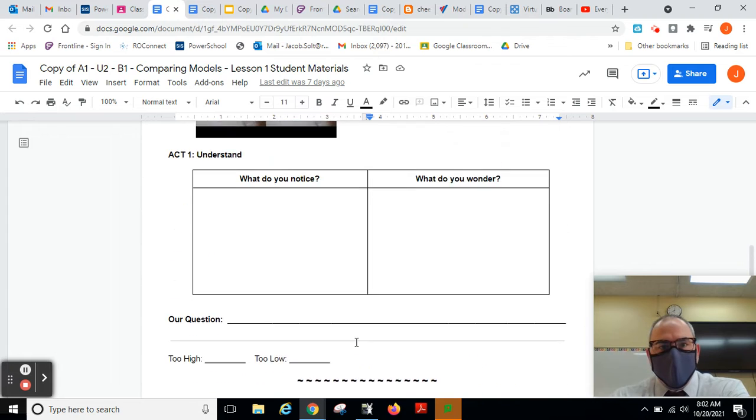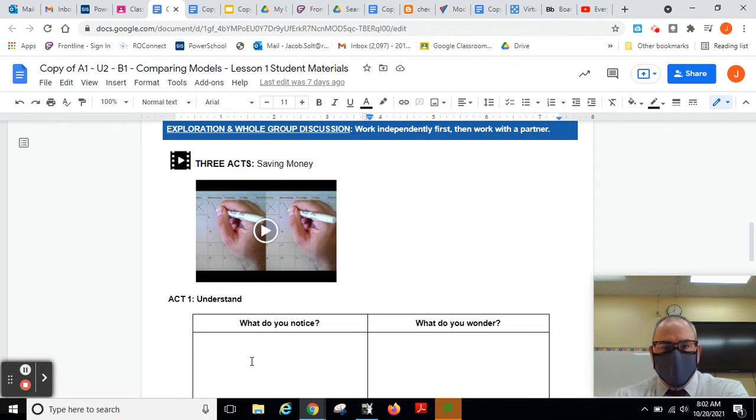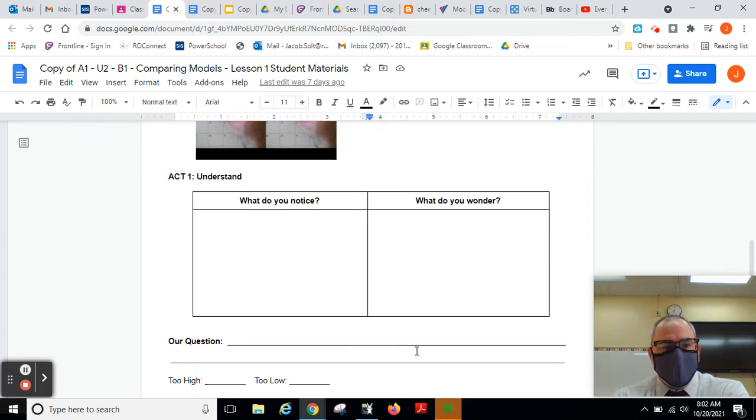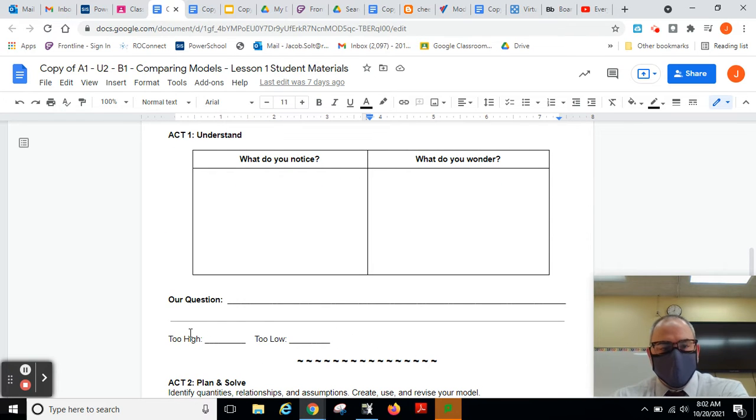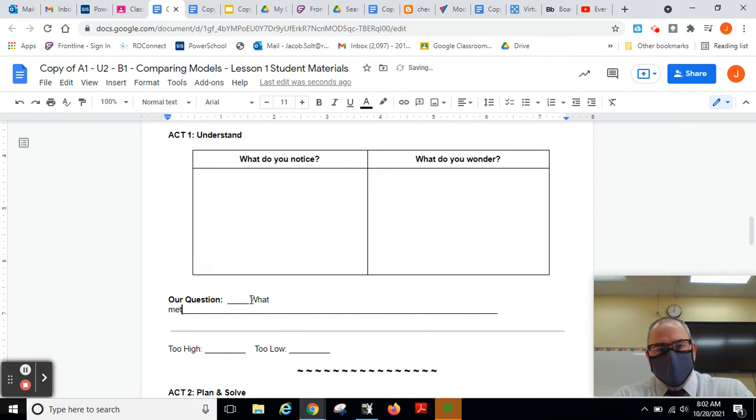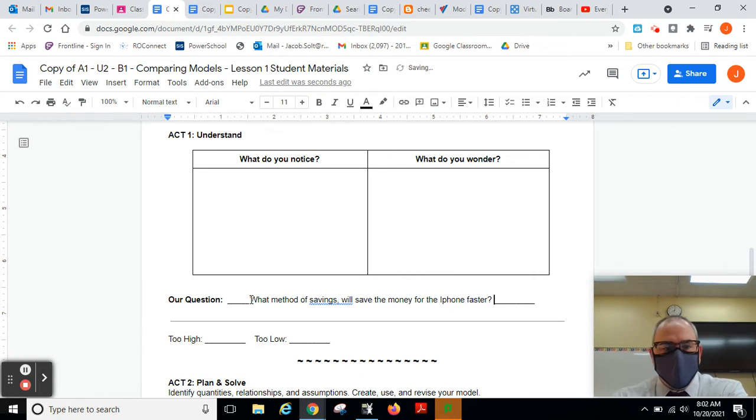Pause the video here. Watch this video. Put down what you notice, what you wonder, and then make some estimates. All right. Our question will be, what method of saving will save the money for the iPhone faster? Which method is best? Which method will get him that iPhone? All right, he wants that iPhone. Pause the video here and then work on that assignment.